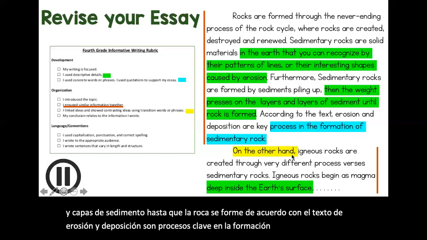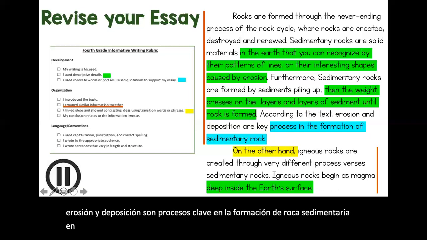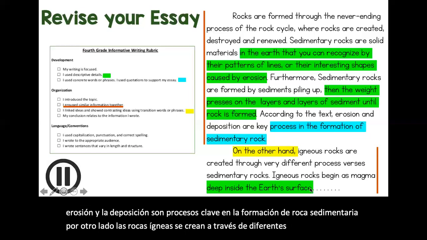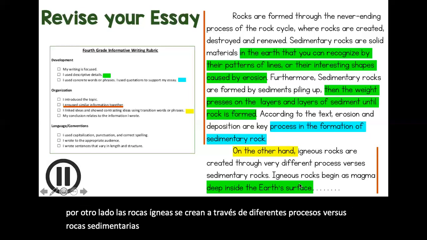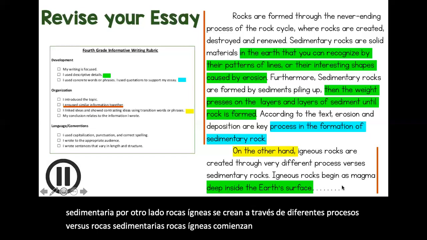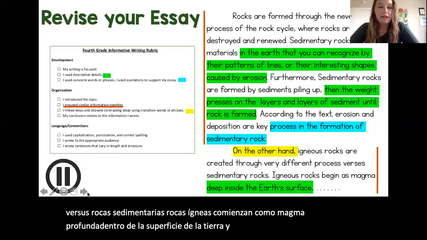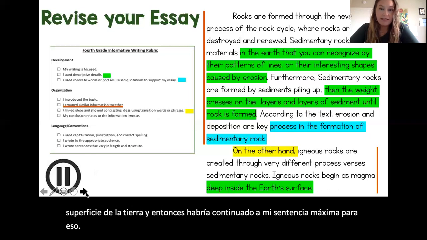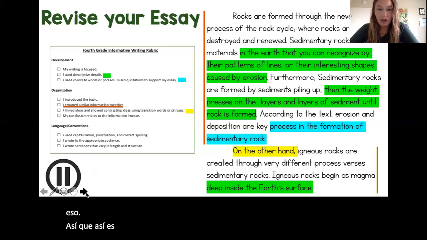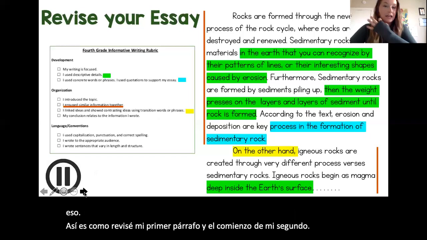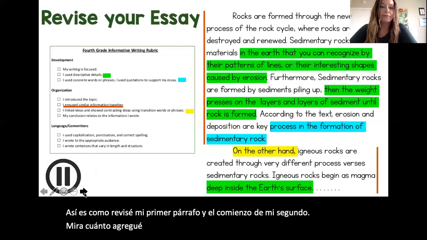On the other hand, igneous rocks are created through different processes versus sedimentary rocks. Igneous rocks begin as magma deep inside the Earth's surface. And then I would have continued on to my next sentence for that. So that is just how I revised my first paragraph and the start of my second. See how much I added in green and then in blue?